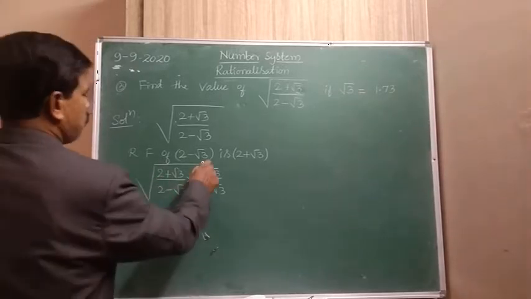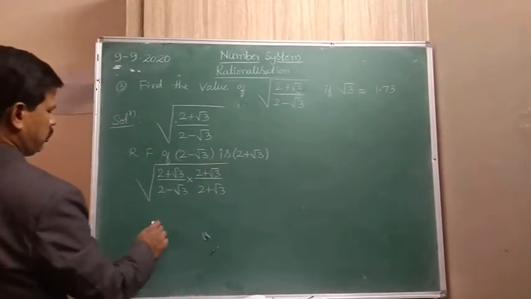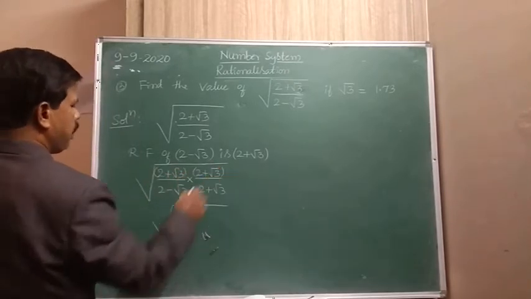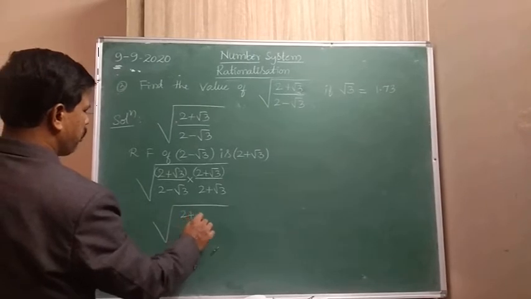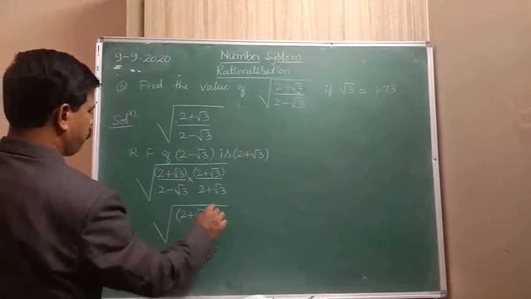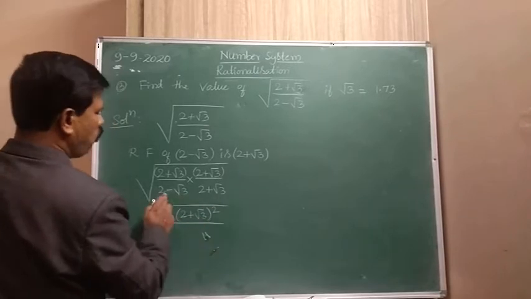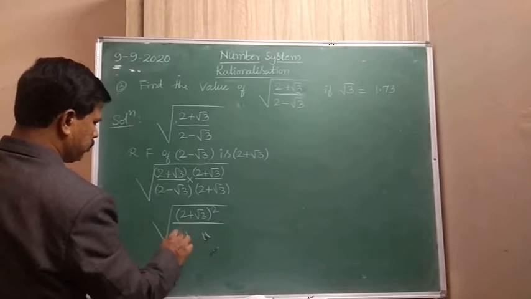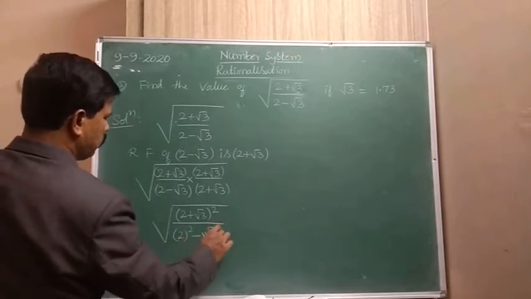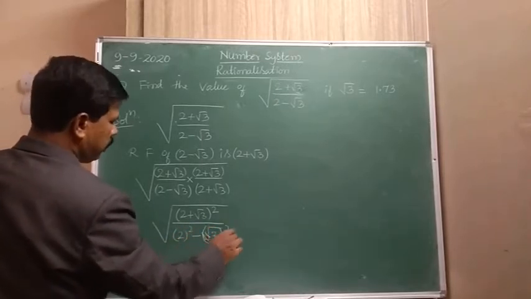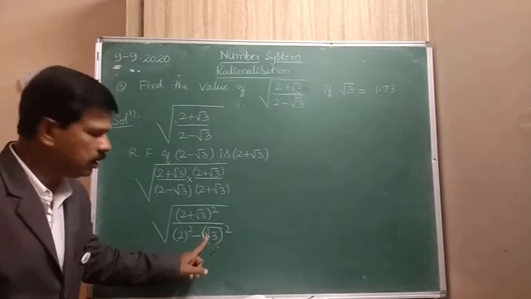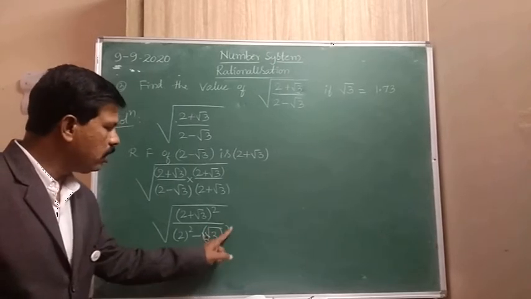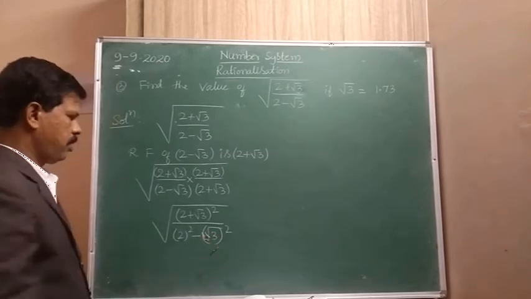Now this is square root of, here in the numerator it is a plus b into a plus b, which becomes a plus b whole square. And the denominator, which is a plus b into a minus b, becomes a square minus root 3 whole square. Look at this, this is not a mistake. Just write down this as root 3 whole square. Clear?